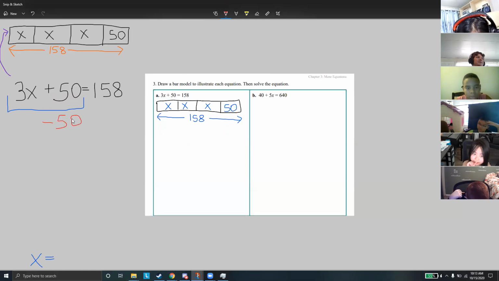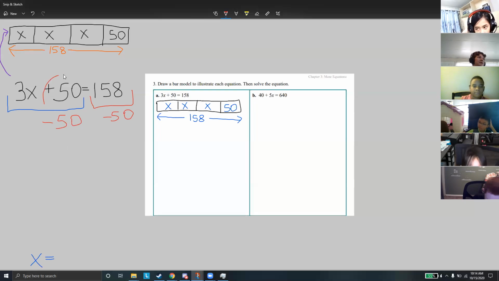So the opposite of plus 50 is minus 50. The opposite of positive 50 is negative 50. So we also have to remember to do that to both sides. That's the whole part of balancing the equation. It means we're doing it to both sides. So we're going to do minus 50 on this side. Okay, so on the left side, we have 3x plus 50 minus 50. So we got rid of this 50, plus 50 minus 50. And so we have 3x on the left side. And then on the right side, we have to find out what that is right now.